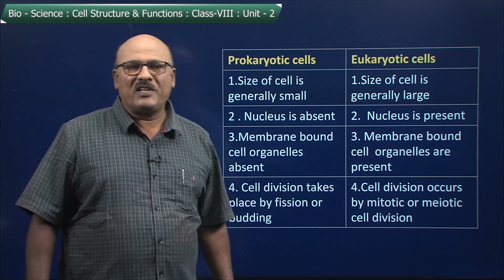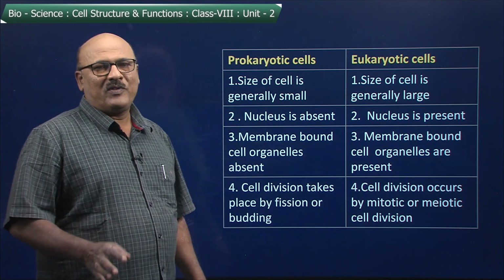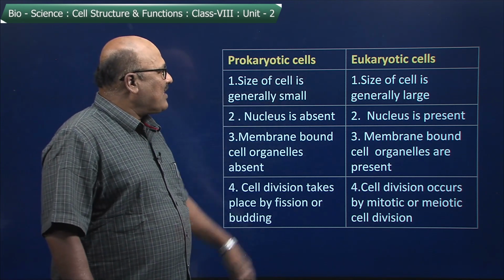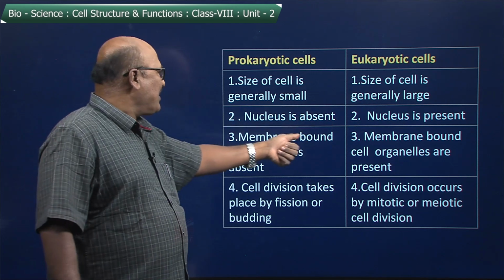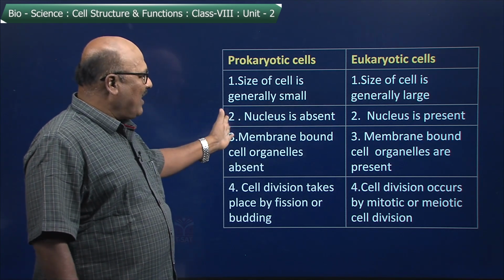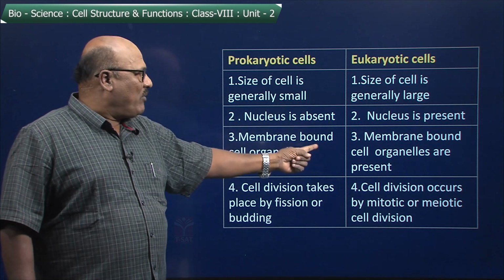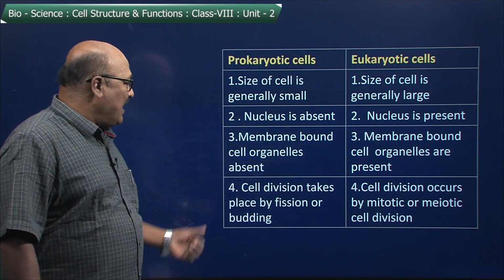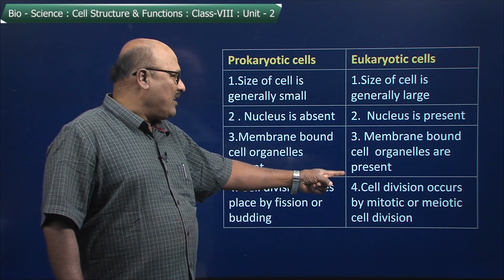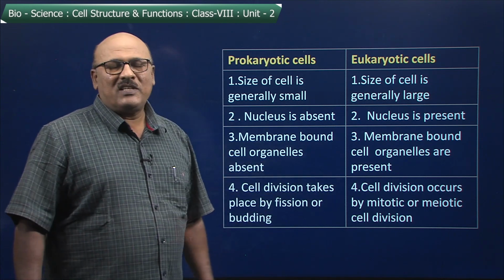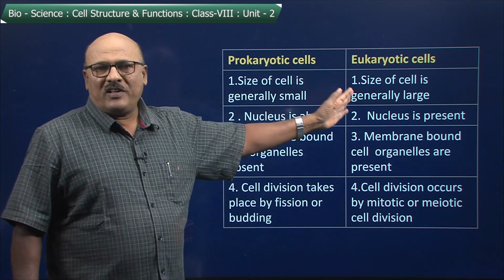Just observe the difference between both cells. Prokaryotic cell size is generally small. Eukaryotic cell size is generally large. They are small cells, these are the large cells. Nucleus is absent and nucleus is present. Membrane bound cell organelles are absent, membrane bound cell organelles are present. Cell division takes place by fission or budding. Cell division occurs by mitotic and meiotic cell division. So, these are the main differences between the prokaryotic and eukaryotic cells.